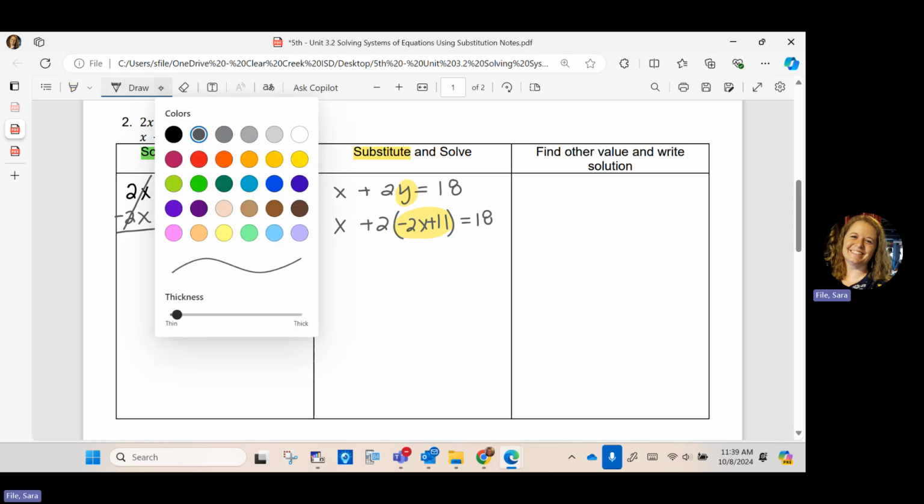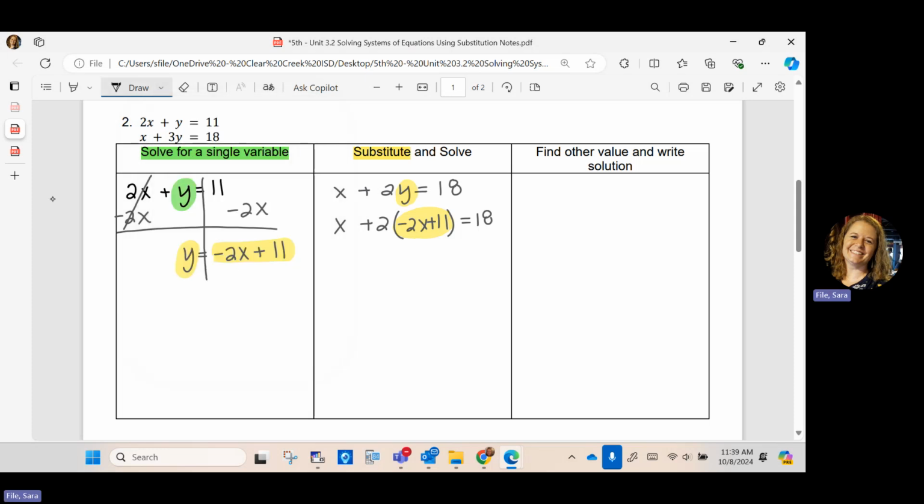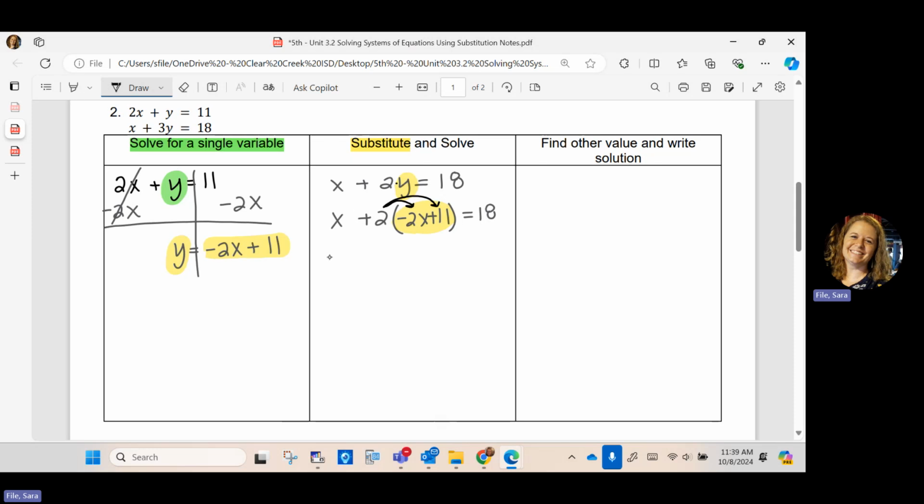So now I need to solve. That 2 was being multiplied by the y. So this 2 has to be multiplied by this expression. So I have to distribute it here. The x is still out here in front. That's not changed. But then a 2 times negative 2x would be negative 4x. And then 2 times 11 would be positive 22. And then I've still got equals 18.